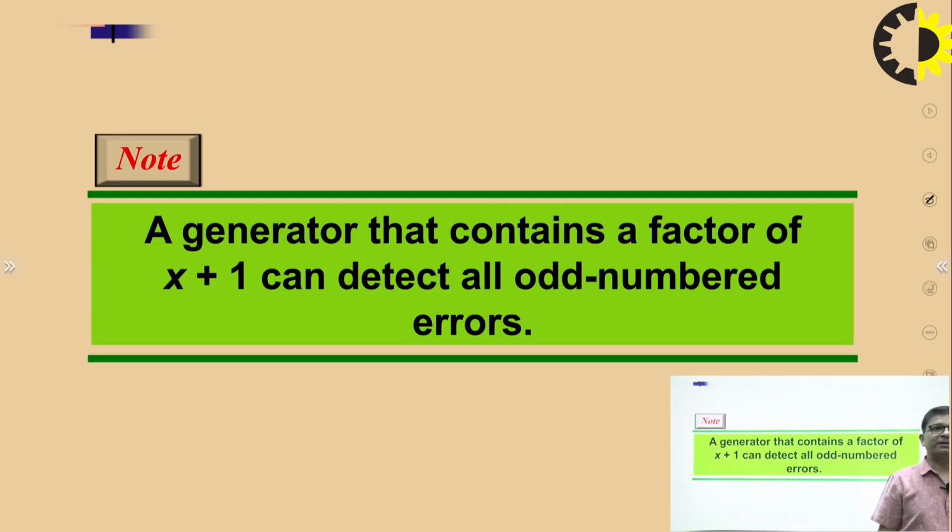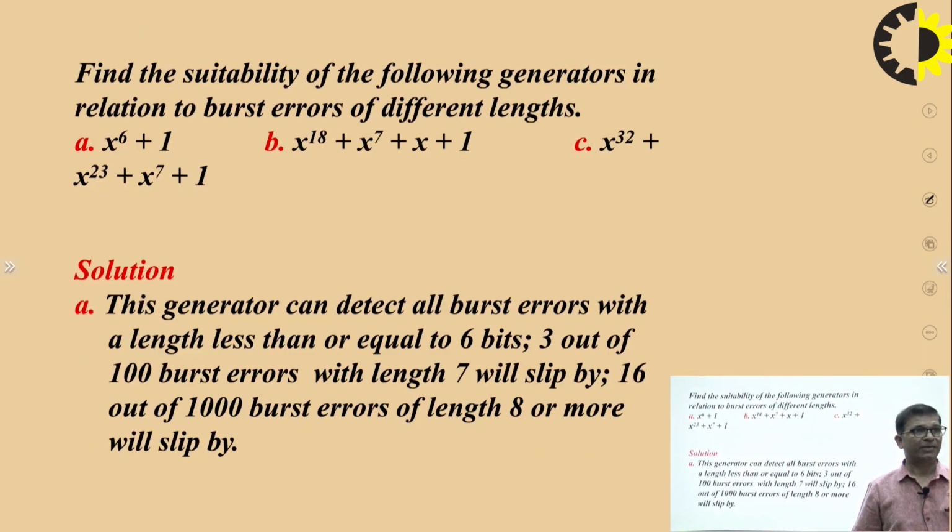A generator that contains a factor of x plus 1 can detect all odd numbers of errors. Like x to the power 6 plus 1 can detect all burst errors with length less than or equal to 6 bits. 3 out of 100 burst errors with length 7 will slip by. 16 out of 1000 burst errors of length 8 or more will slip by.